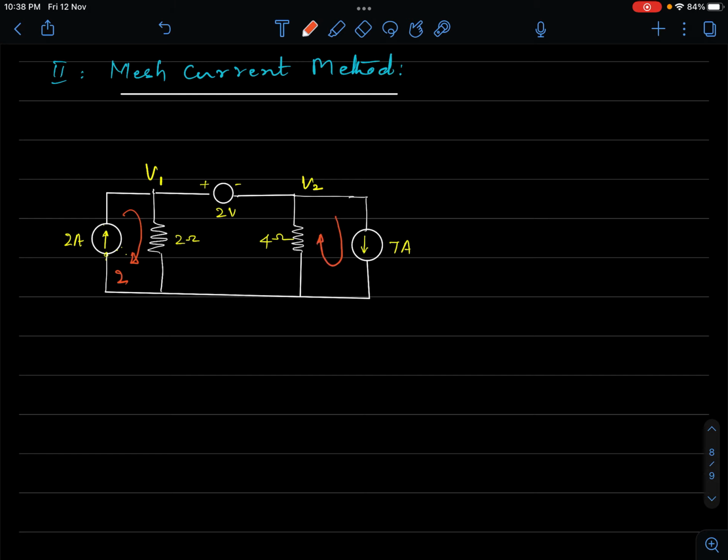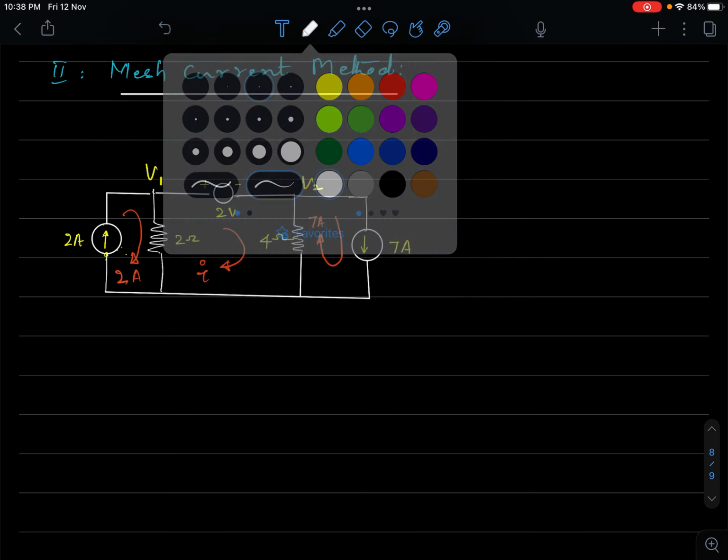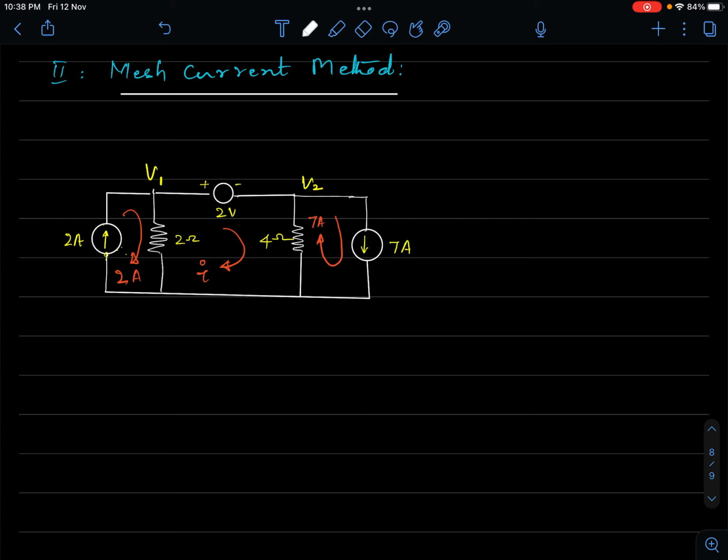Similarly, the 7 ampere current, I am following the direction of the current source. This 7 ampere current is flowing here, 2 ampere current is flowing here. Let us assume one more clockwise current, I ampere, in this. So we have found 3 meshes and we have written 3 mesh currents. Obviously, when you have a current source in a particular mesh, that mesh current is equal to the value of the current source.